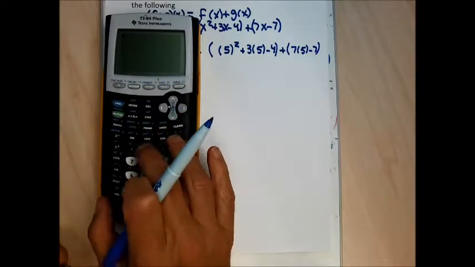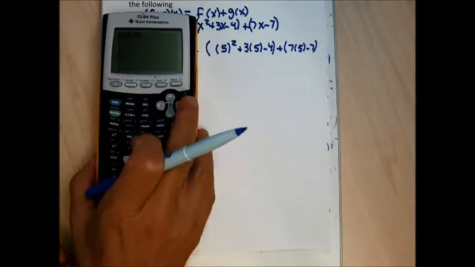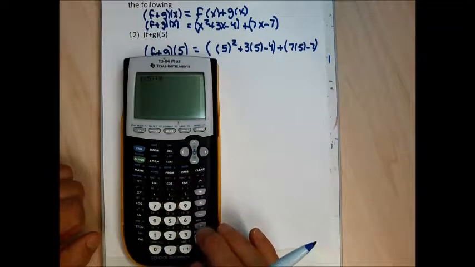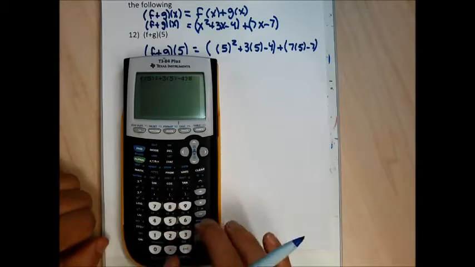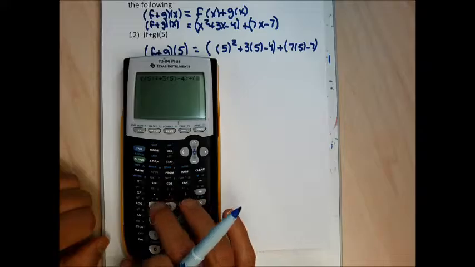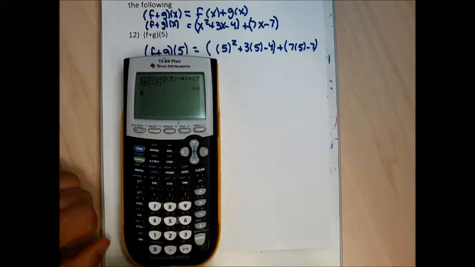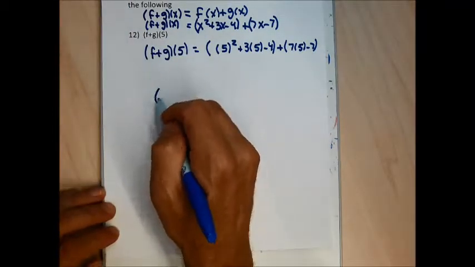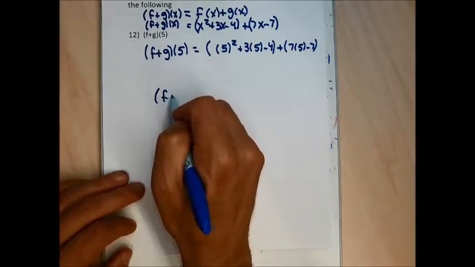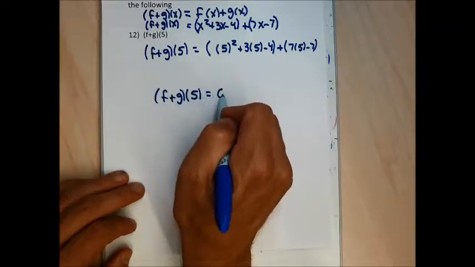So this is going to be parentheses, 5 squared plus 3 parentheses 5 minus 4 parentheses plus parentheses 7 parentheses 5 minus 7 parentheses. My answer is going to be 64. That'd be kind of nice. Write down what you need to do to get the answer and then do the work on your calculator. That's a lot safer than doing it by hand.